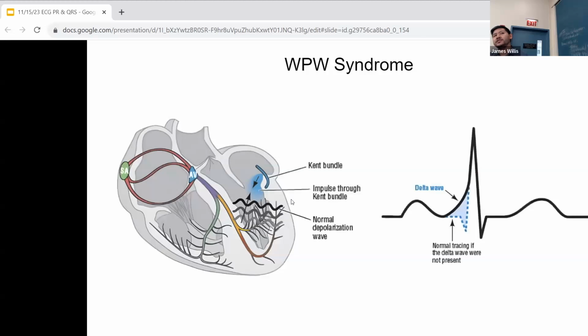But the depolarization is pretty inefficient, and that's why it's very slow, and you get this slow upslope. And eventually the impulse goes to the regular pathway, and that's much more efficient, and they cancel each other out. All right, and that's how you get this pattern here. And 12% of WPW have normal PR intervals.